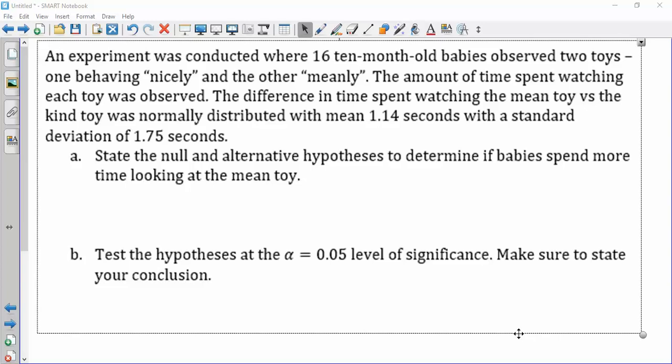So the first question. An experiment was conducted where 16 10-month-old babies observed two toys, one behaving nicely and the other one behaving meanly. The amount of time spent watching each toy was observed. The difference in the time spent watching the mean toy versus the kind toy was normally distributed, so that's good because my n wasn't big enough otherwise, so we needed a normal set, with a mean of 1.1 seconds and standard deviation of 1.75 seconds. So part A, the null and alternative hypothesis.